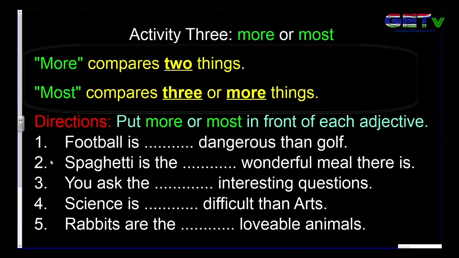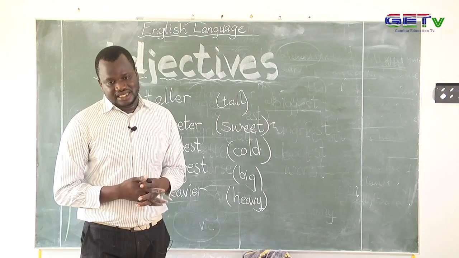And the last question, number 5, rabbits are the blank lovable animals. So these are the questions. Use more, remember, when you're comparing 2, and use most when you're comparing 3 or more, to fill in the blanks in each sentence.